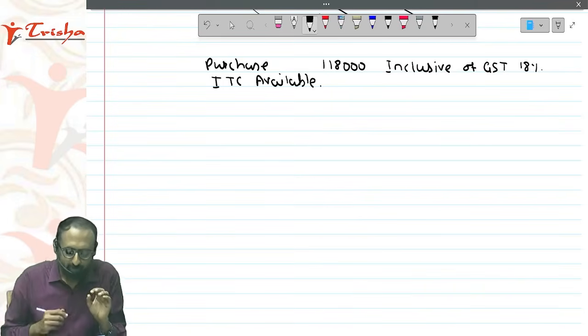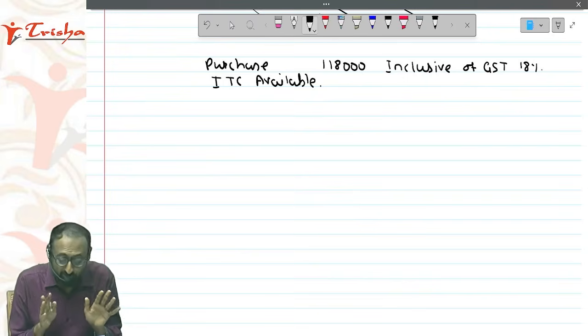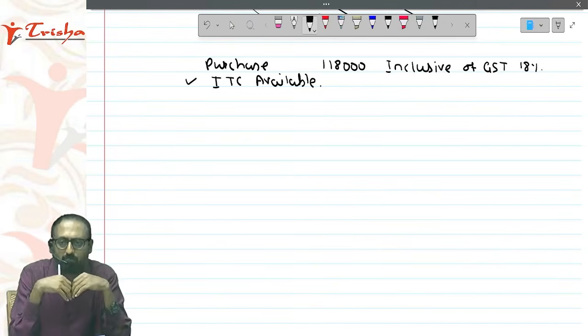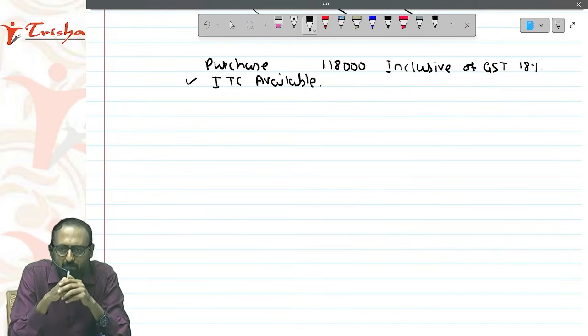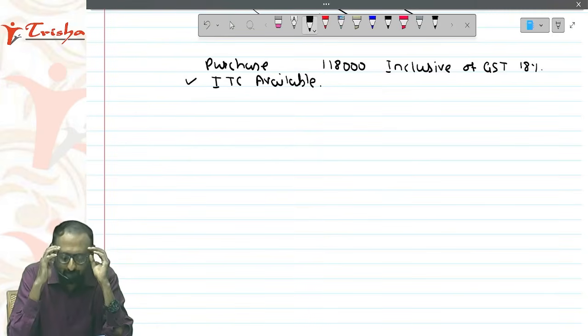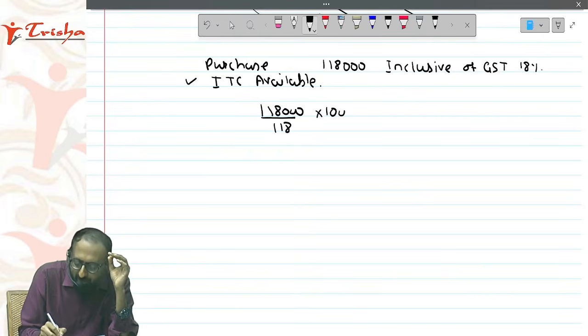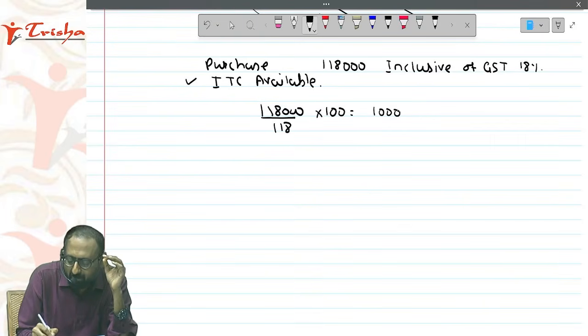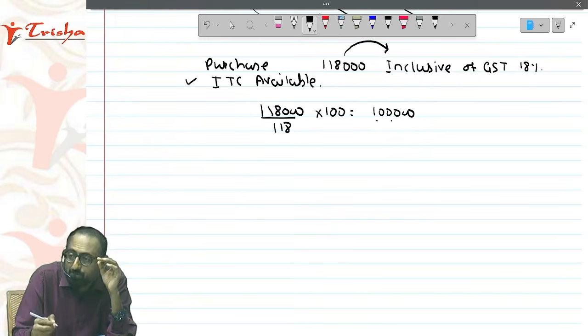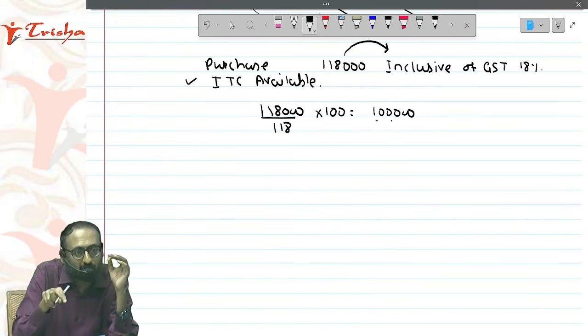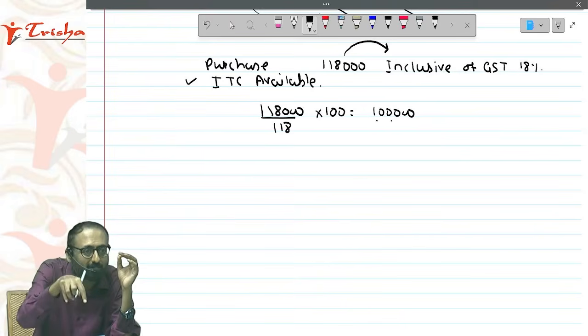Sir, first of all, ITC is available. Will you add GST or not? Not add, sir ji. So tell me what will be the cost of material. Are you sure it is 1 lakh? How? 1,18,000 divided by 118 multiplied by 100. Is it 1 lakh, guys? Because 1,18,000 is inclusive of GST. Already GST is included in that.